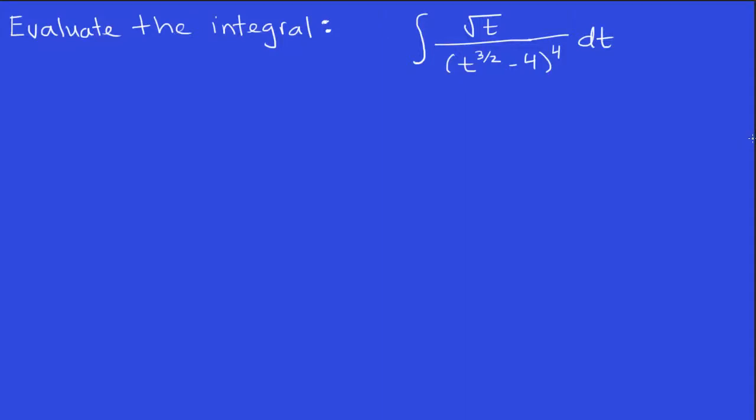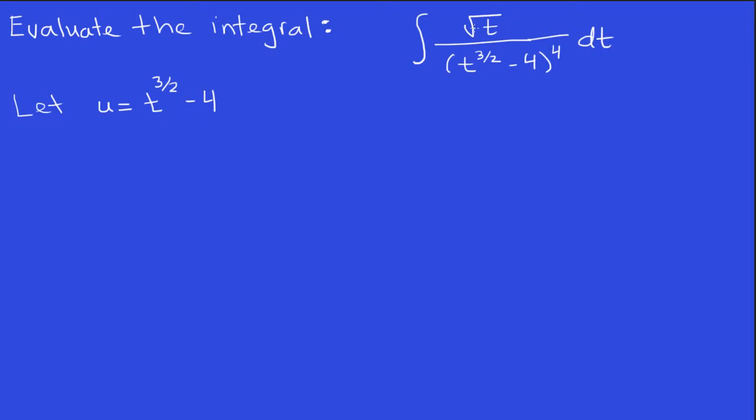Let's take a look at this integral now. You notice sometimes you need to think about what technique to use, but here we're going to use substitution because notice if we let u be the thing in the denominator under the fourth power there, namely t to the 3/2 minus 4, then the derivative of this is what? It's 3/2 t to the 1/2.